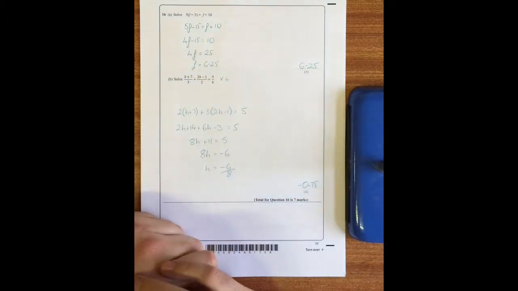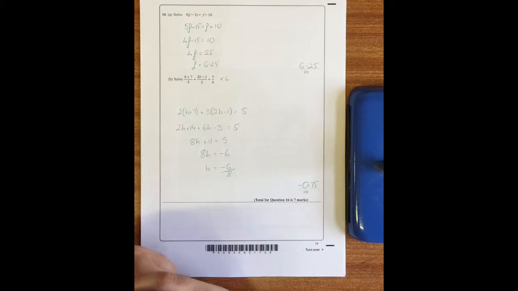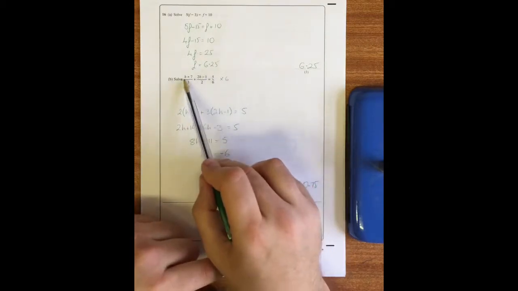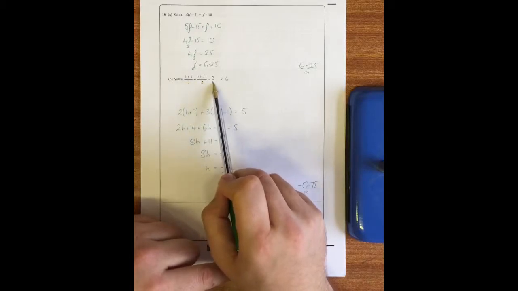Don't panic if on a calculator paper you get an answer like that. You can use your calculator to finish that last bit off. Solve this equation. The best way to go about this is to multiply everything by 6. I've chosen 6 because that will mean all the fractions then cancel out.